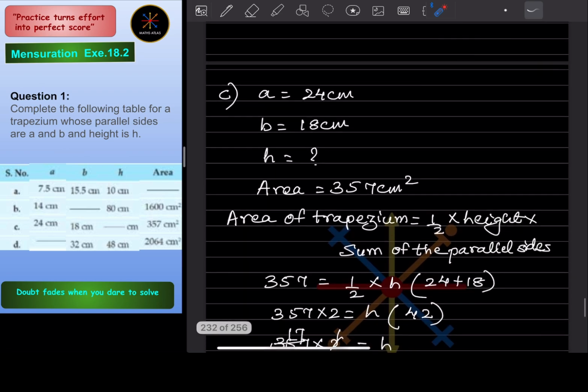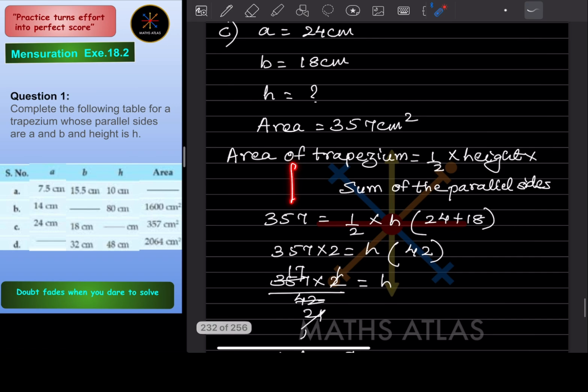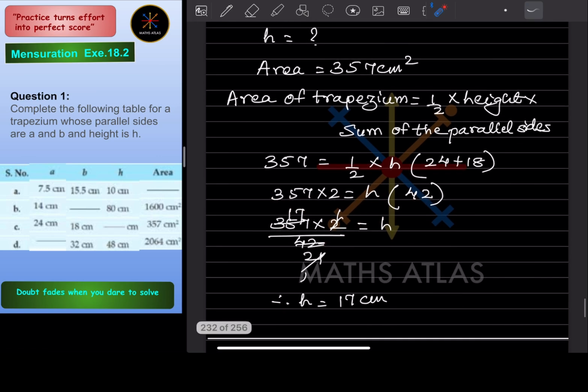So now let us see the C part. A is given as 24 centimeter. B is given as 18 centimeter. H is not given, and the area is given as 357. Again the same formula, just plug in the values. This is given as 357, this is half, the height is not given, and these are the sum of parallel sides. So here we'll take this on this side, so this is going to be in the numerator, this as it is, this is 42. So 42 will go in the denominator, that is h. After simplifying this, we get h as 17 centimeter.